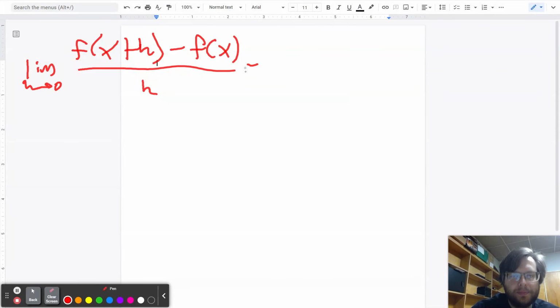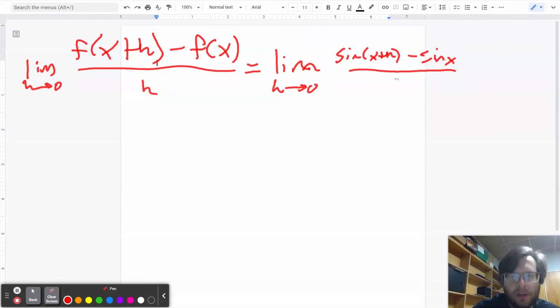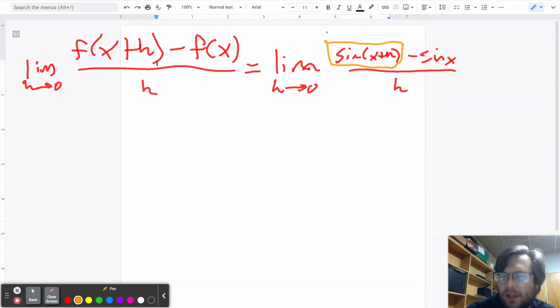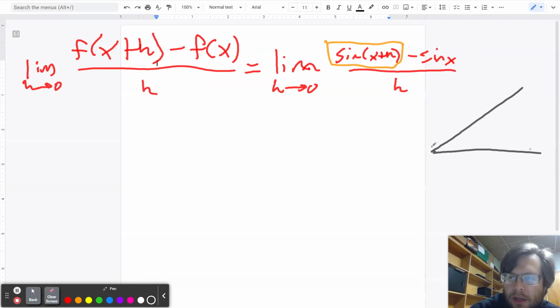So if we're looking at the sine function, then we're going to be looking at this: sine of x plus h minus sine of x, all over h. So one big question is, what the heck do we do with sine of x plus h? So I'm going to draw a little diagram and see if we can figure out something about sine of x plus h. So we have a diagram like this where we have x degrees and h degrees like that.